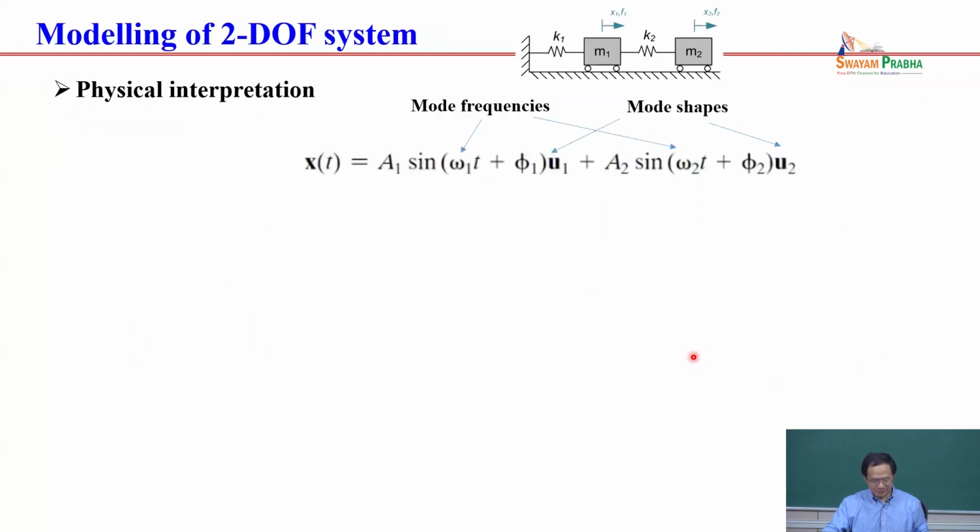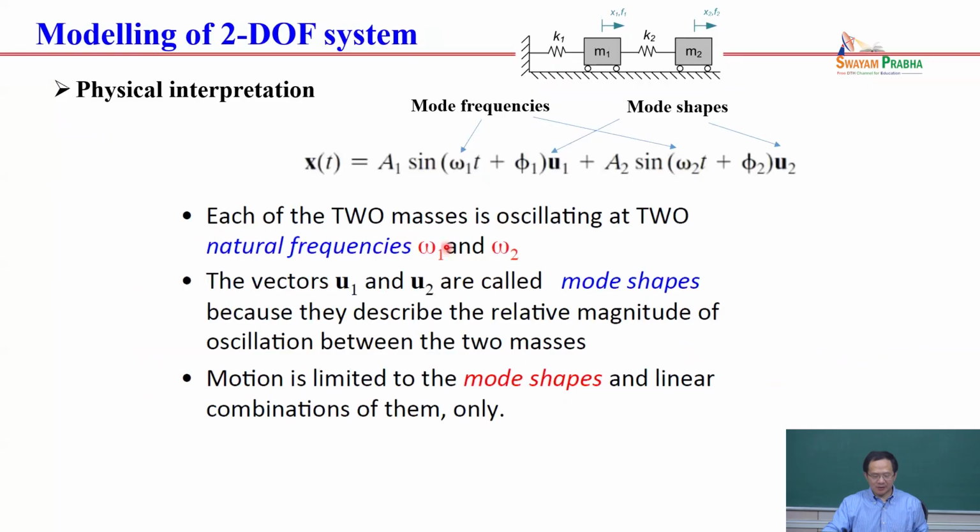So this is the physical explanation. A two-mass system looks like a combination of two vibration systems. That is, each combination is just a mode shape.